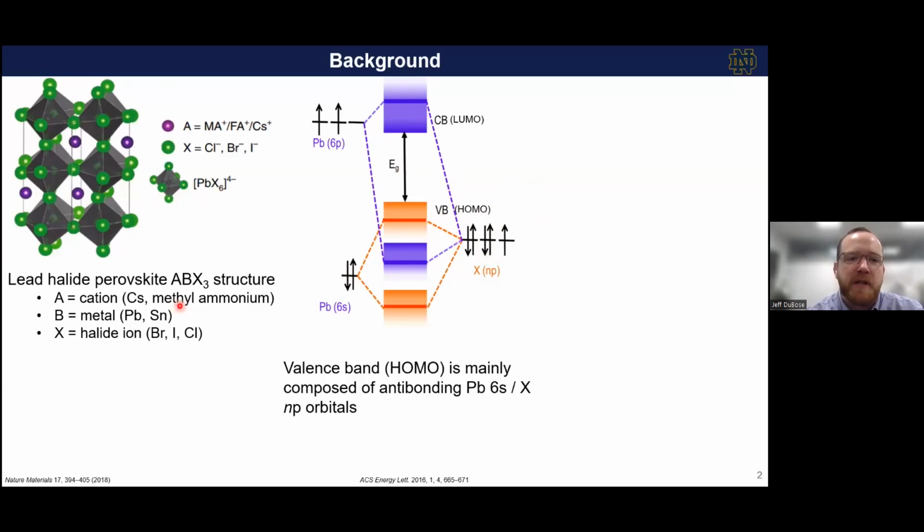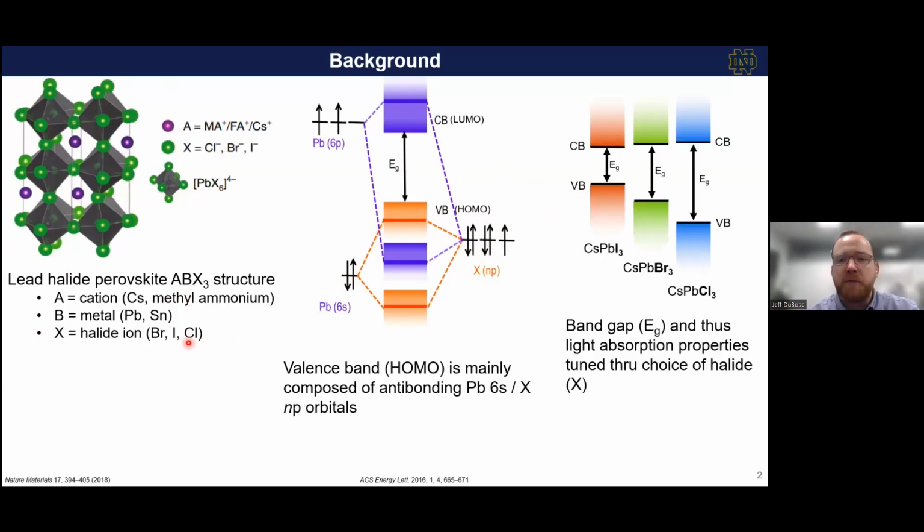So when it comes to the ABX3 structure and the optical properties, these halide ions become the key driver for tuning a lot of these properties. If you think about using lead iodide versus pure bromide versus pure chloride, you get very large tunability in the band gap and thus the optical properties, absorption and emission, across a fairly wide range. It's easy to forget that this is really unique for most semiconductor systems. Most systems don't have this large degree of tunability.